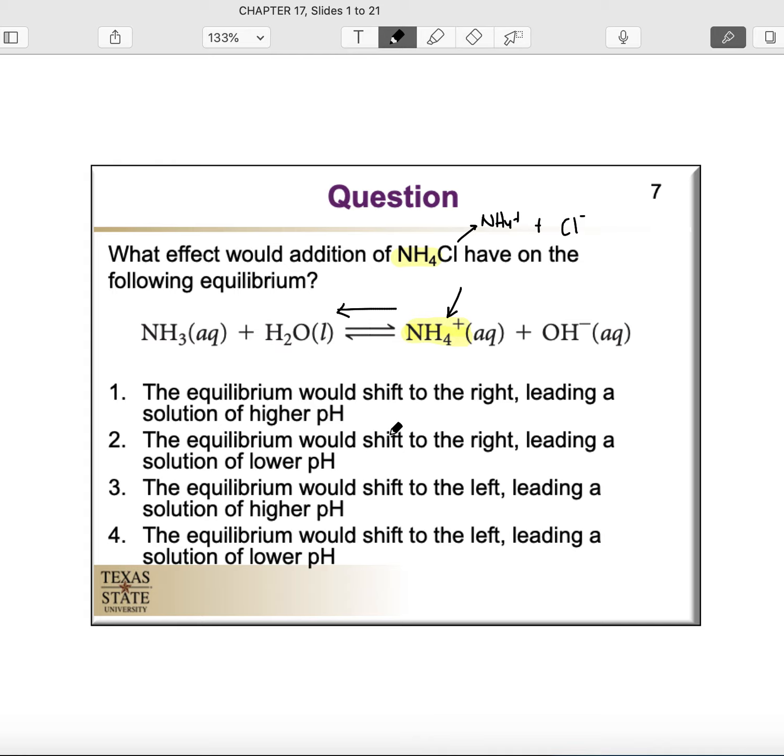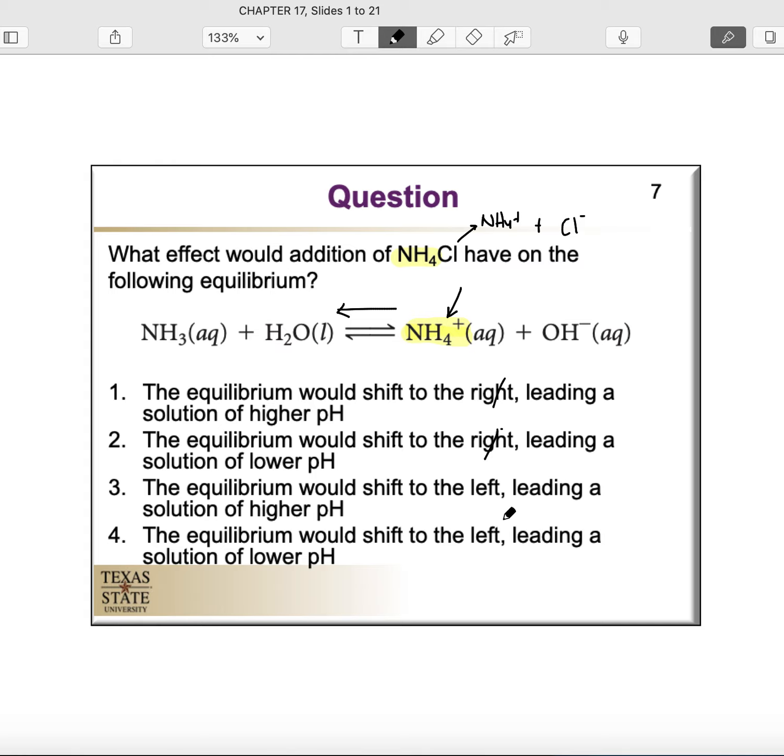So now we can look at our answer choices and see which one is the correct one. The first one says the equilibrium would shift toward the right, so we can go ahead and remove that as an option. Similarly, we can remove number 2 because of that. Number 3 says the equilibrium would shift toward the left. That's true, leading to a solution of higher pH, while the next one says leading to a solution of lower pH.